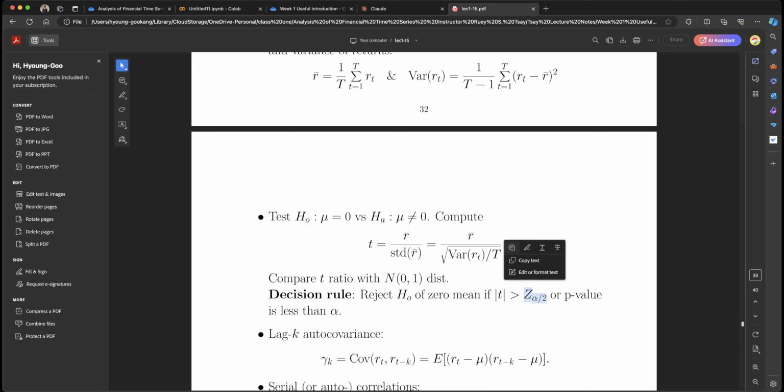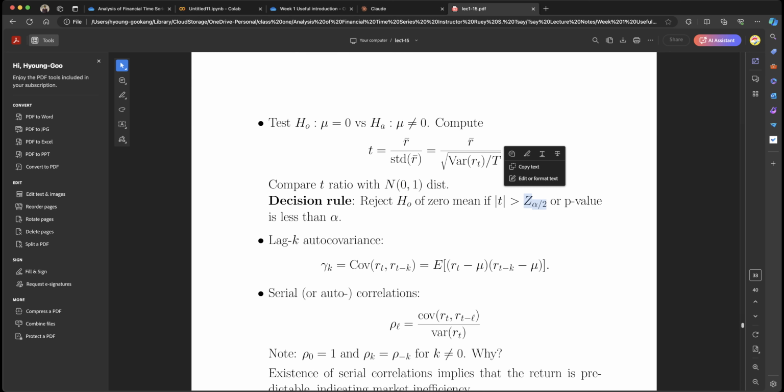Now, lag k autocorrelation. Okay, does the history affect today's return? An event k periods before affects today's return, something like that. So it is the lag k autocovariance. It's covariance, but covariance with itself, so that's why we have auto. This is the autocovariance. Now serial correlation. Okay, we have covariance, which means that we can calculate correlation. So the serial or autocorrelation is this one.